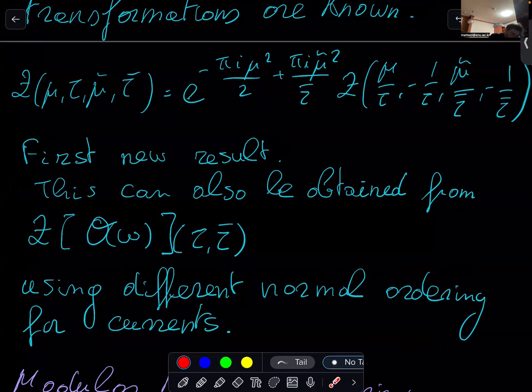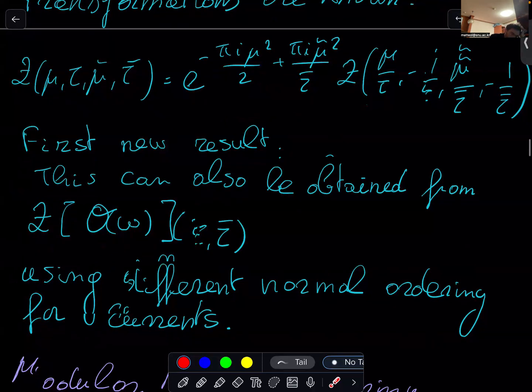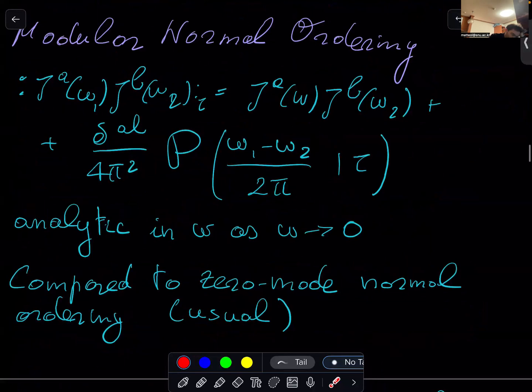Right, good. So what I just want to say is that you can get this result. Maybe this is exactly what you were saying. You can get this result by just figuring out what Z with insertions of some appropriate operators is, and this boils down to the difference between two different normal orderings of the current, the JJ current OPEs.